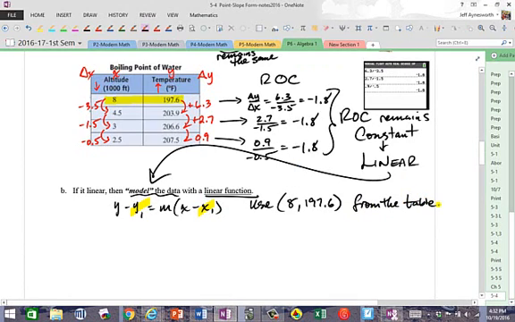Okay, so this is my x1, this is my y1. So let's go for it. y minus 197.6 is equal to my slope, negative 1.8, times x minus my x coordinate of 8. So of course we need to distribute here, and it should be easy because we're going to be using the calculator, so no big deal.